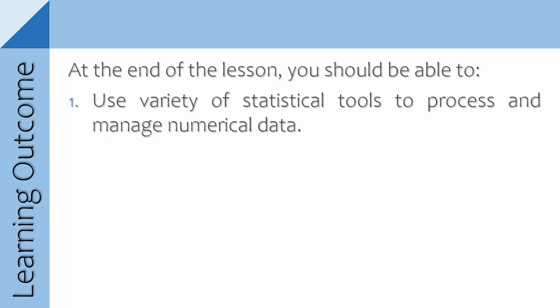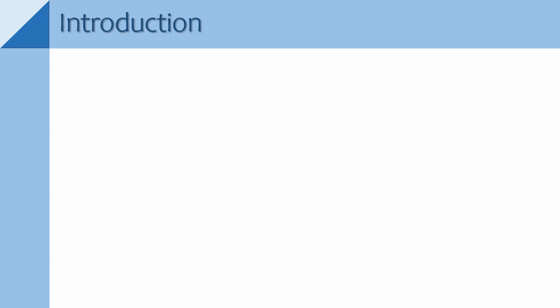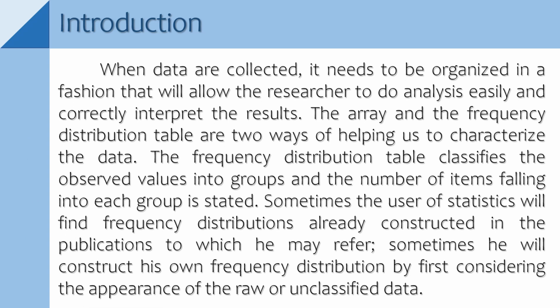So you're about to know what those statistical tools are and what we're going to use in a certain situation. When the data are collected, it needs to be organized in a fashion that will allow a researcher to do analysis easily and correctly interpret the results. The array and the frequency distribution table are two ways of helping us to characterize the data.